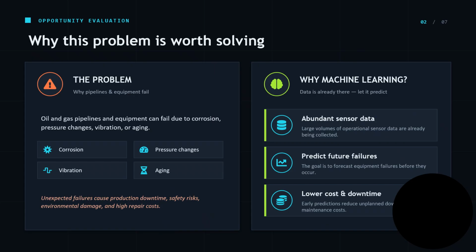Equipment in the oil and gas domain can fail because of corrosion, pressure changes, vibration, and aging. These failures are expensive and can affect safety. Since companies are already collecting data from sensors, machine learning is a good solution for predicting failure. So the failure could be due to corrosion, pressure changes, vibration, and the aging of the equipment as well.